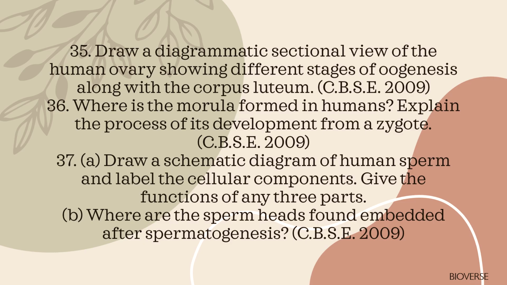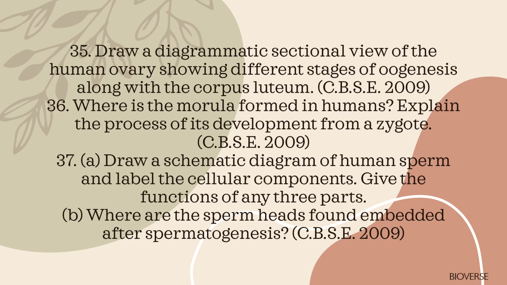Question 35. Draw a diagrammatic sectional view of the human ovary, showing different stages of oogenesis along with the corpus luteum. Question 36. Where is the morula formed in humans? Explain the process of its development from a zygote. Answer. The morula is formed in the fallopian tube.